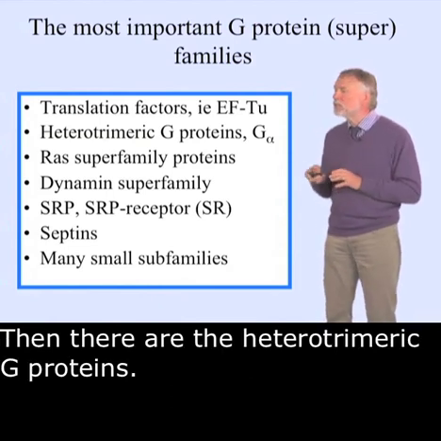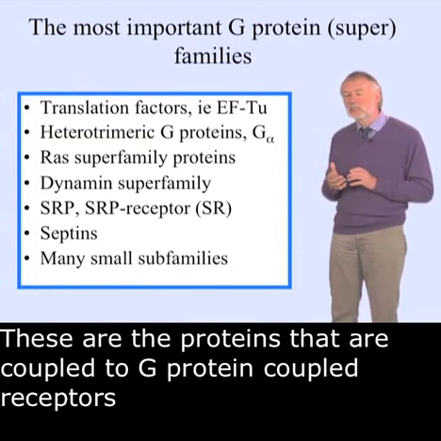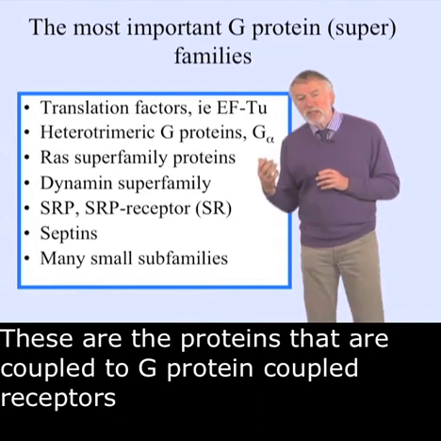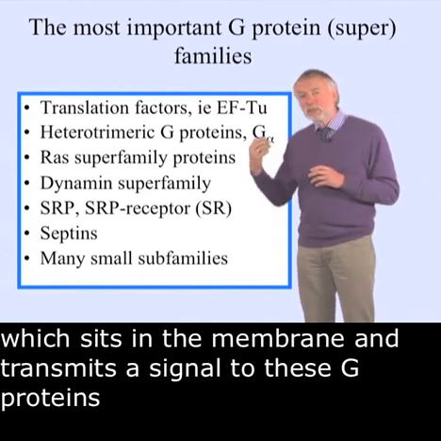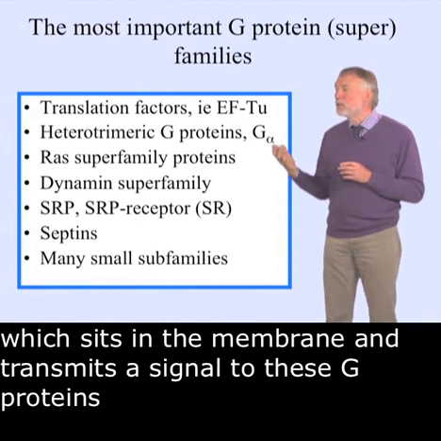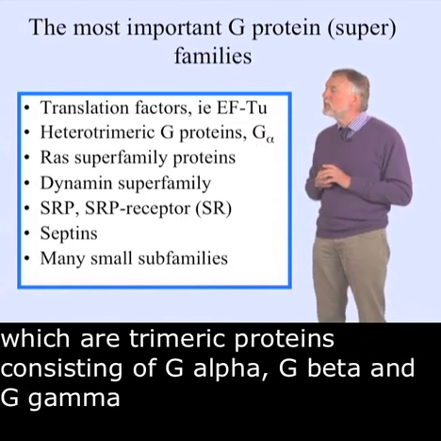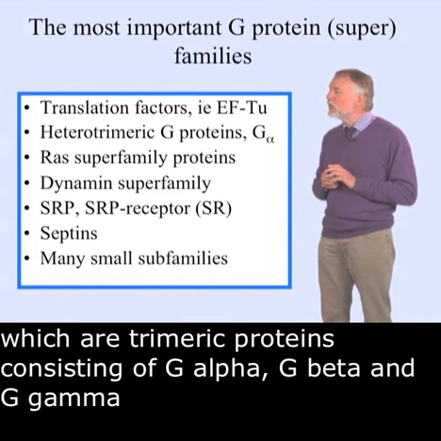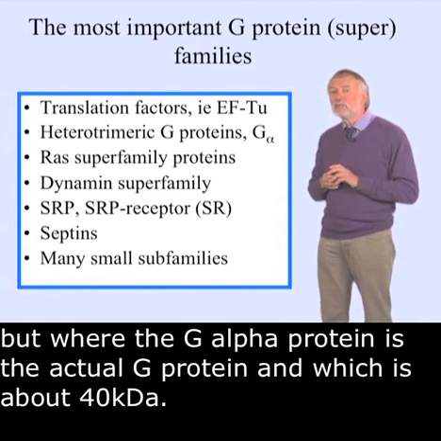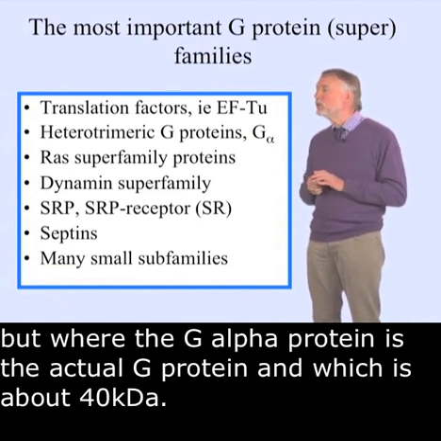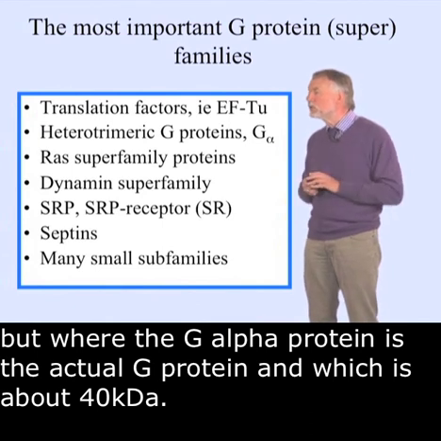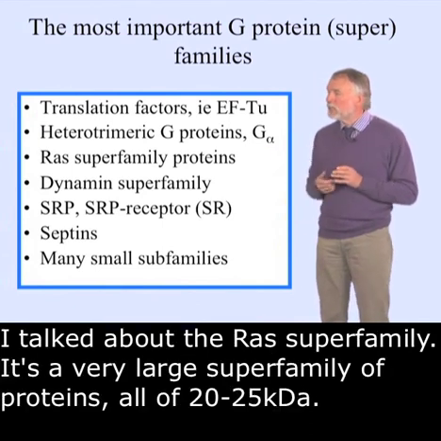Then there are the heterotrimeric G proteins. These are the proteins that are coupled to G protein coupled receptors, which sit in the membrane and transmit a signal to these G proteins, which are trimeric proteins consisting of G alpha, G beta, G gamma, but where the G alpha protein is the actual G protein, which is about 40 kilodalton. I talked about the RAS superfamily.